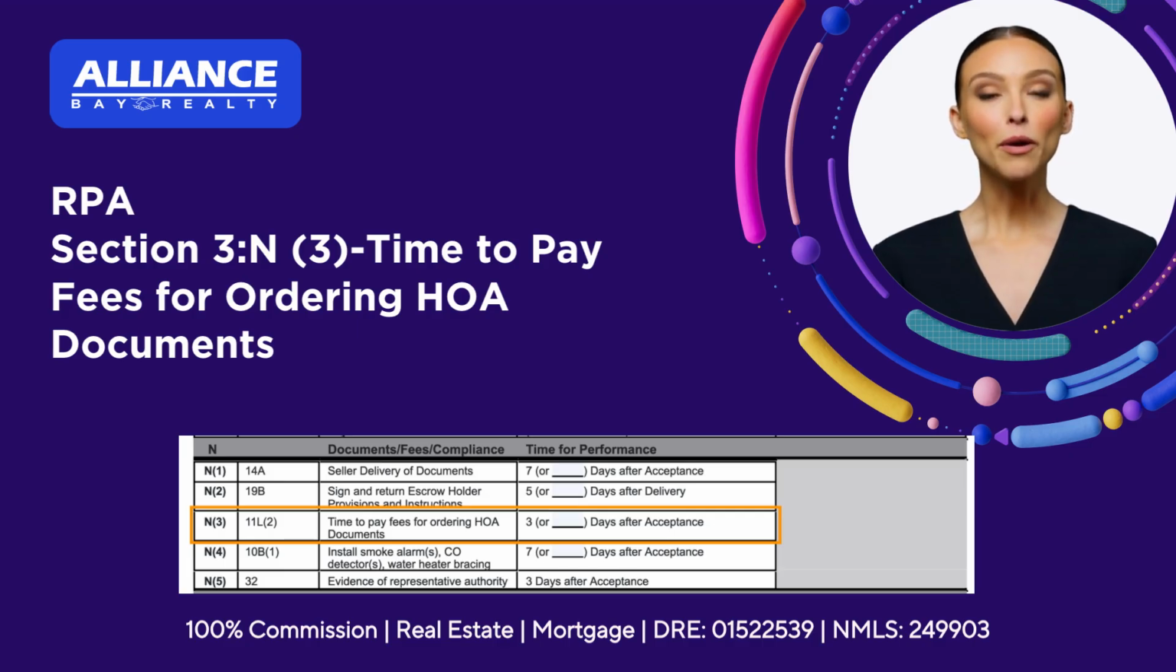How to fill it. 1. Leave 3 days, recommended, or enter another number. 2. In Section 11, you will have allocated who pays. This clause is just the deadline to pay/order. Remember, HOA packets can take 7, 14+ days. Order immediately. Ask for rush if you have a short contingency period.